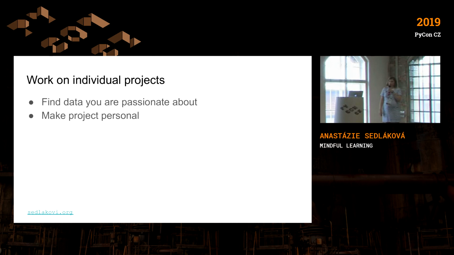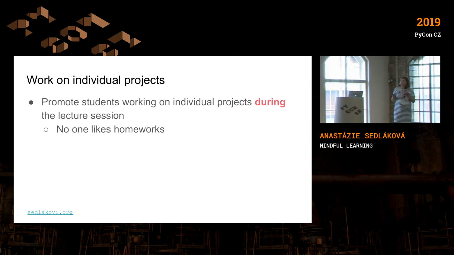So first is work on individual projects. It means find data that you're passionate about and make the project personal. And you may think, well, okay, that works for some workshop, but what about my work? Well, at work you could not select the data most of the time, but you can find something in the data that you are interested in. And just by changing your attitude, your work efficiency could change. If you're a workshop leader, what we have had really good feedback on is when the students are working on the individual project in classes.